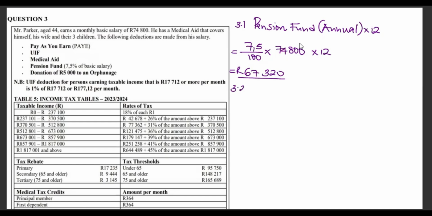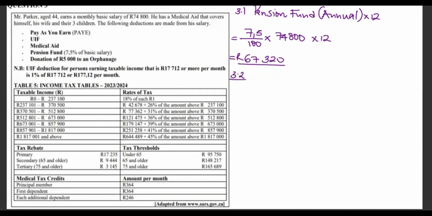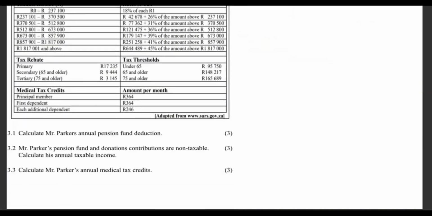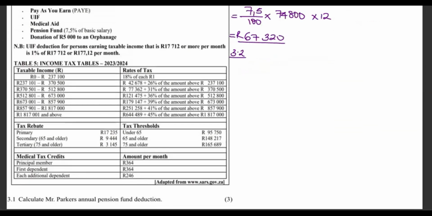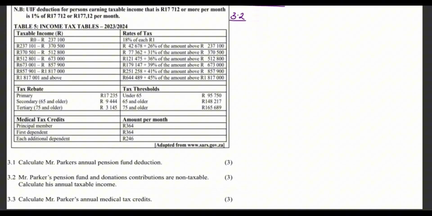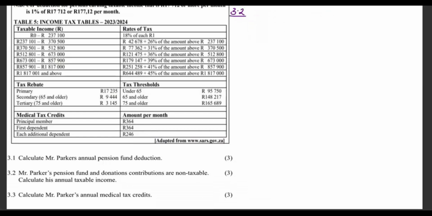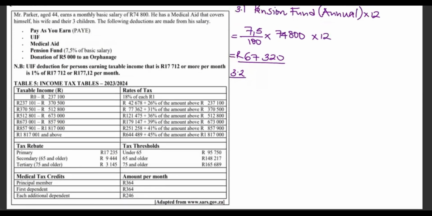Let's look at question number 3.2. It wants us to calculate Mr. Parker's annual taxable income. They have told us that pension fund and donation contributions are non-taxable. So we are calculating his annual taxable income.